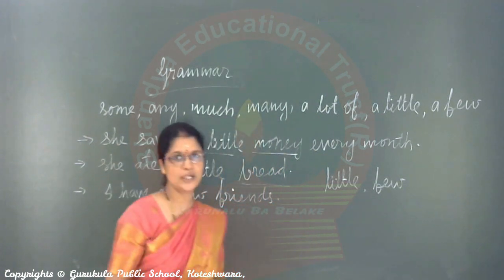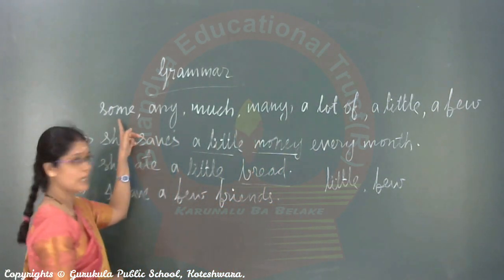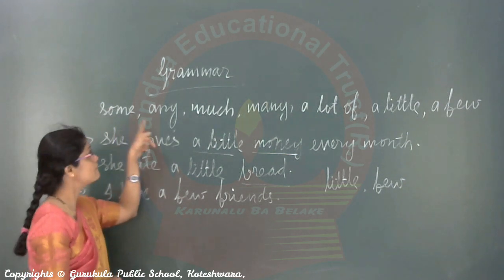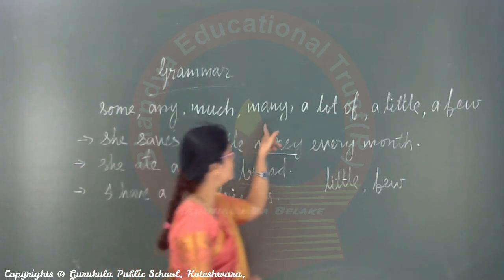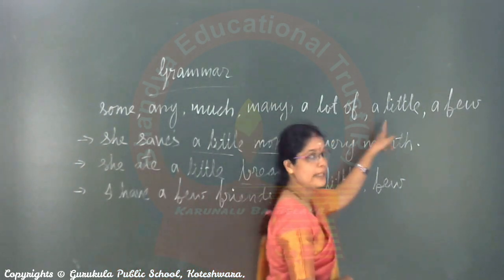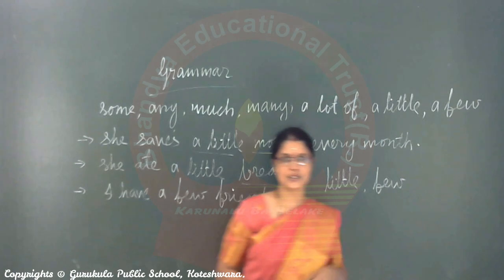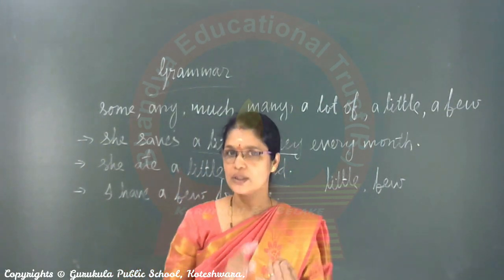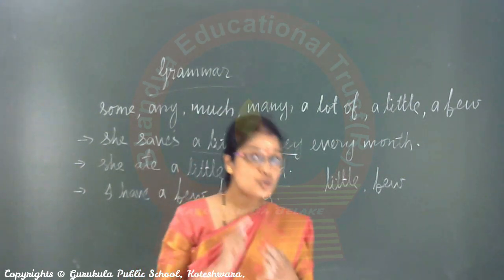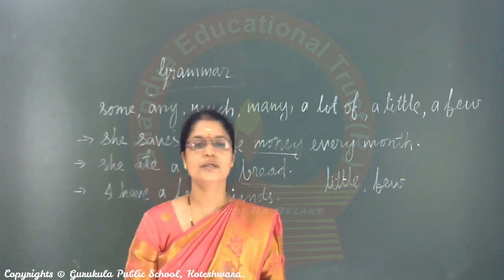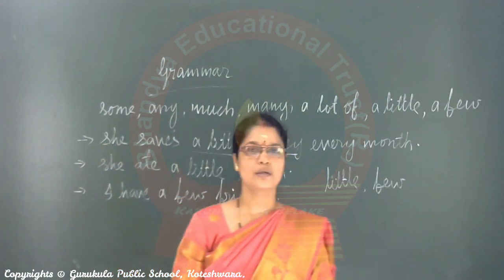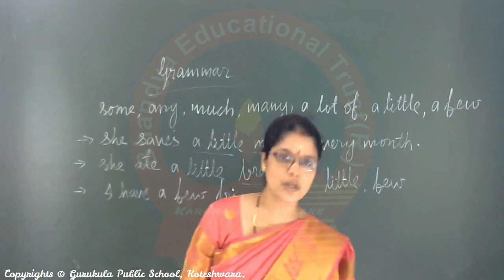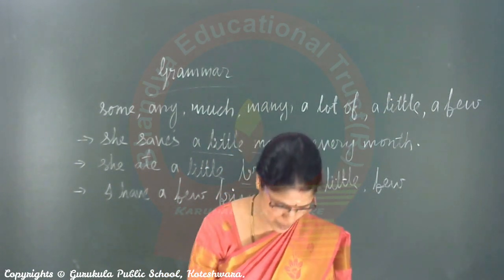Now, what have we studied in this class? We have studied how to use some, any, much, many, a lot of, a little, a few in a sentence. Clear now? Yes. And we have studied this, that, these and those also. And now we can practice grammar activities. Please open your grammar textbook.